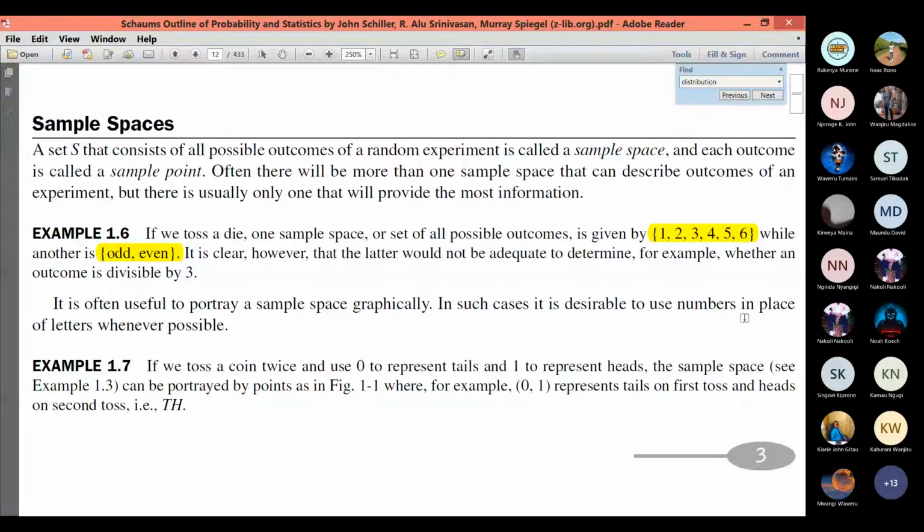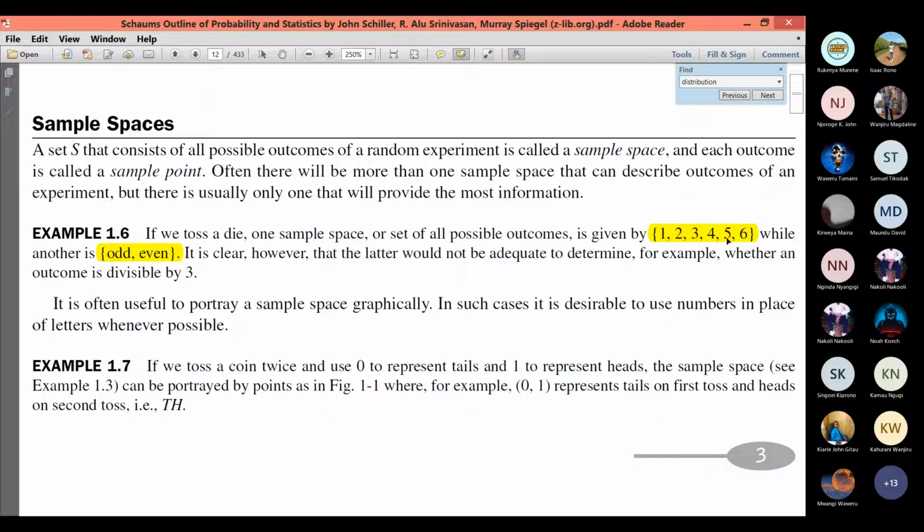Yeah, and for example, the one that has odd and even may not help you if you wanted to know if the outcome is divisible by 3, because nowhere has it mentioned 3. Yes, we know 3 is odd, but how does that help us? We don't know the number that's coming up. We just know it's an odd number or an even number. But is it divisible by 3? You cannot tell that. So the better sample space to deal with is this one that is more informative. So pick a sample space that's more informative, because then you can derive more information from it.